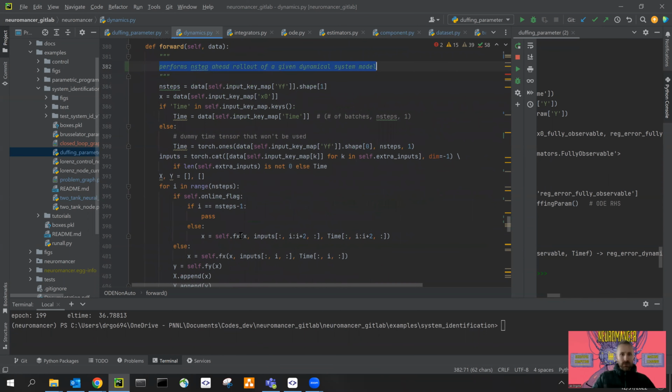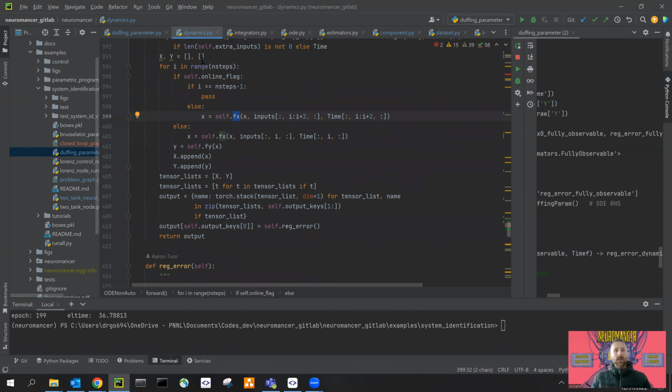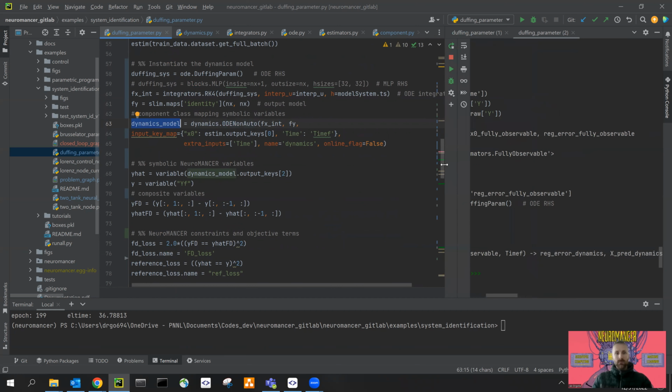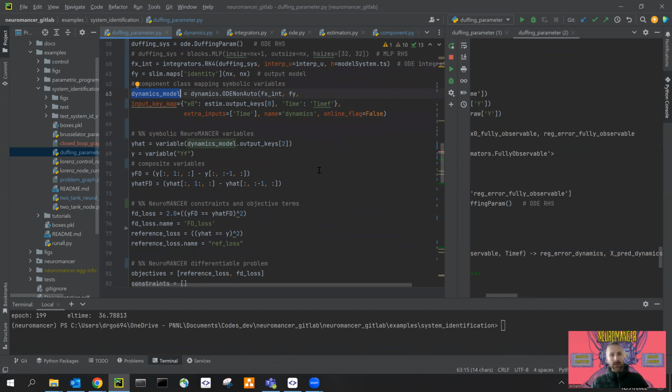I'm not going to go into much detail, but this FX over here is the Duffing ODE solved with a specific integrator like Runge-Kutta 4. So that's what is happening under the hood of the dynamics model, which is essentially a symbolic wrapper and the rollout generator of the ODE. Now, when we have these symbolics, what can we do? How can you go further and create objective values and constraints in nice mathematical language inspired by the constraint optimization community?